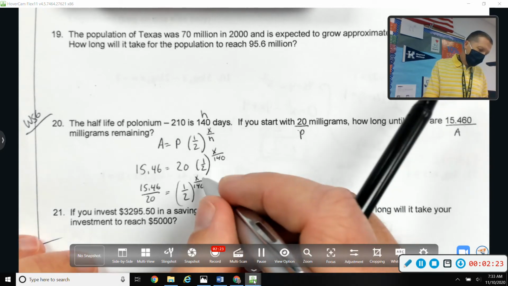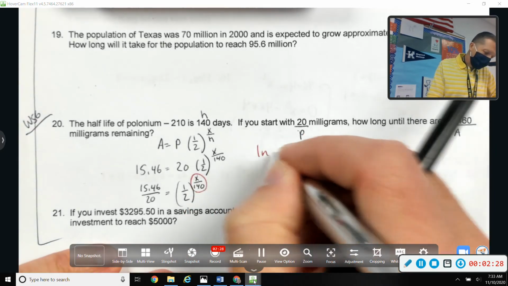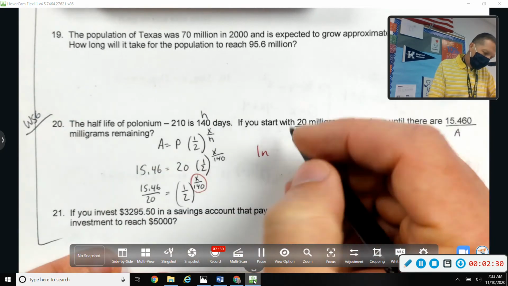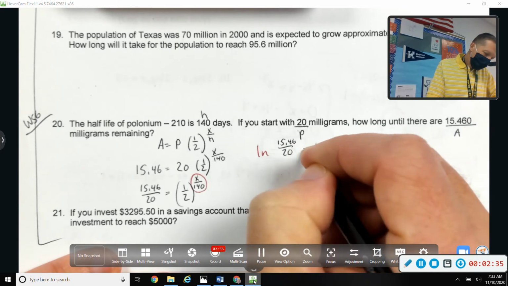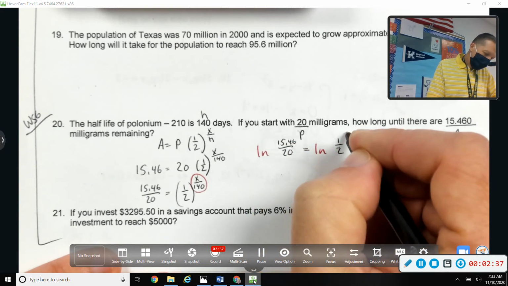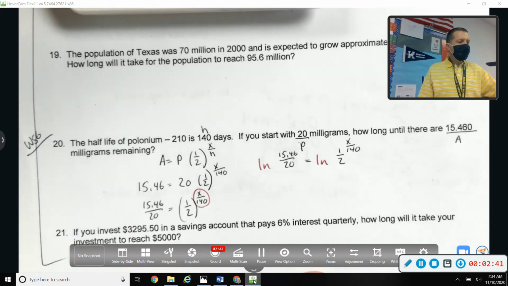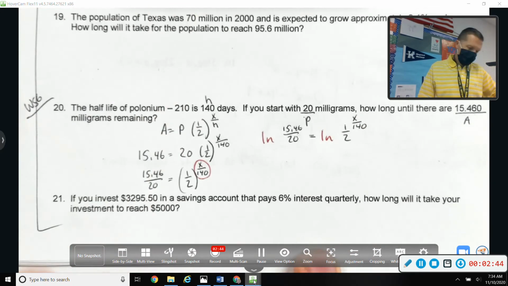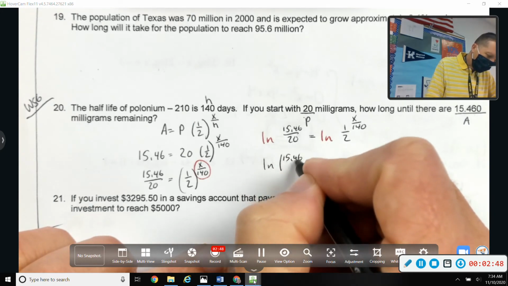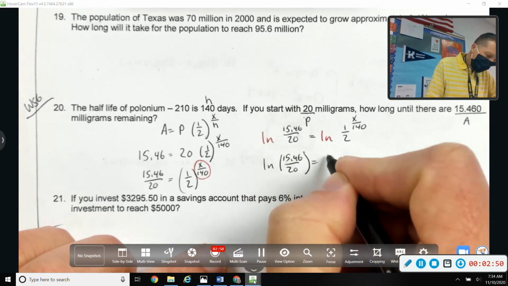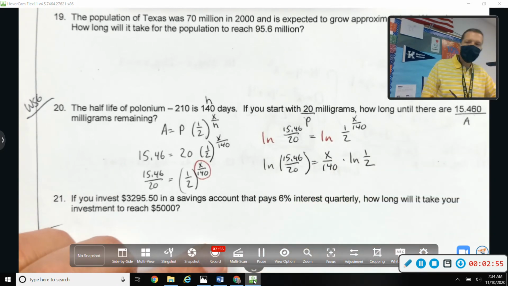How do I get this? Natural log. Yeah, if we natural log, we'll get that out of the exponent. So I'm going to natural log both sides, because then that x over 140 can move down front. Natural log 15.46 over 20 equals x over 140 times natural log of 1/2.